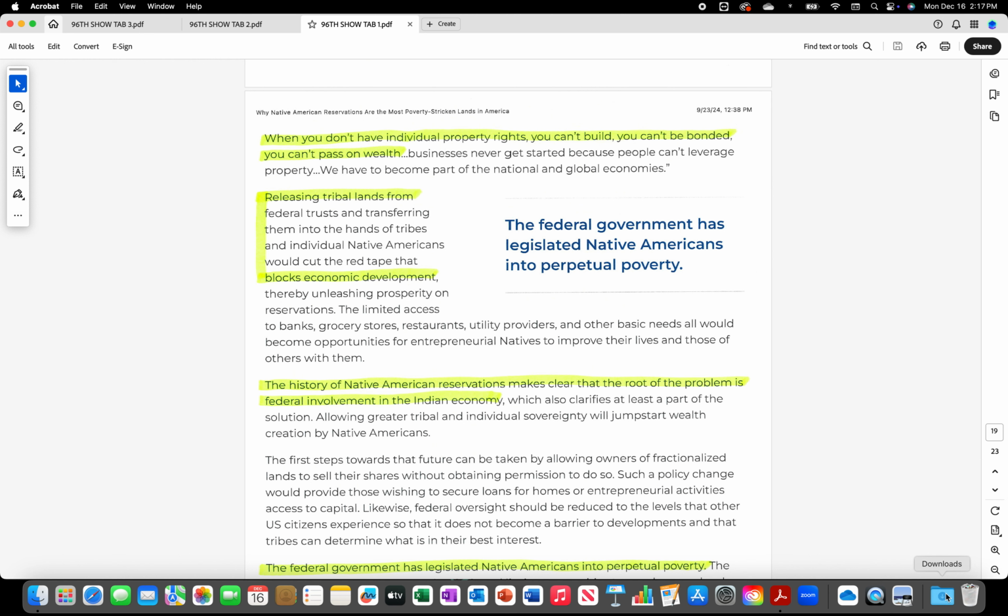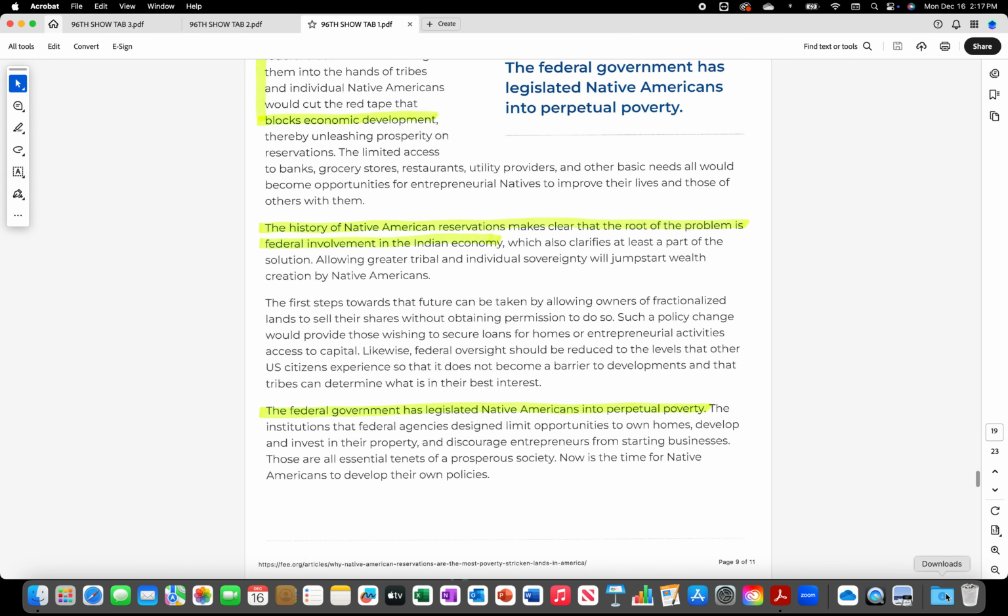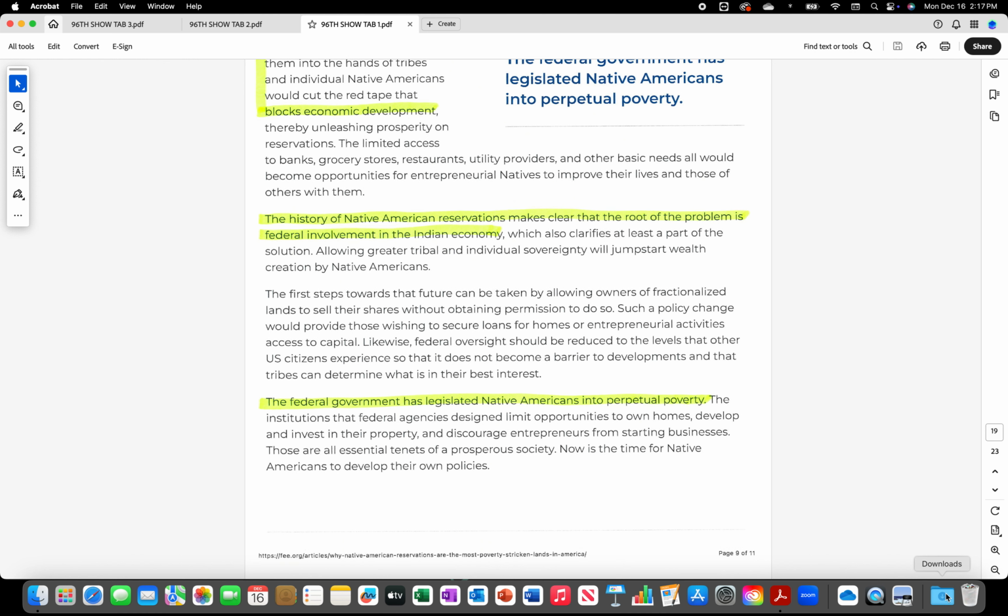Wake up, wake up. Releasing tribal lands from federal trust and transferring them into the hands of tribes and individual Native Americans will cut the red tape that blocks economic development. The history of Native American reservations makes clear that the root of the problem is federal involvement in the Indian country, or in the Indian economy.